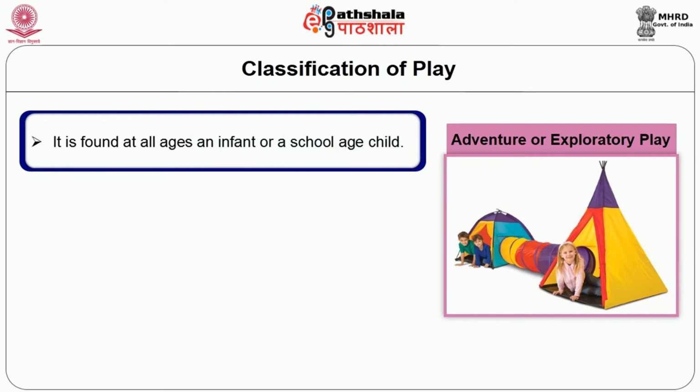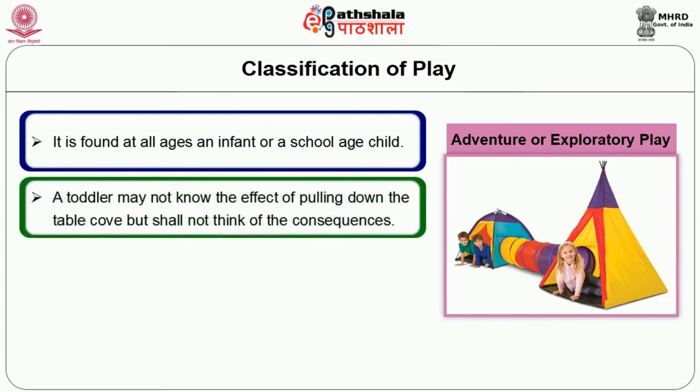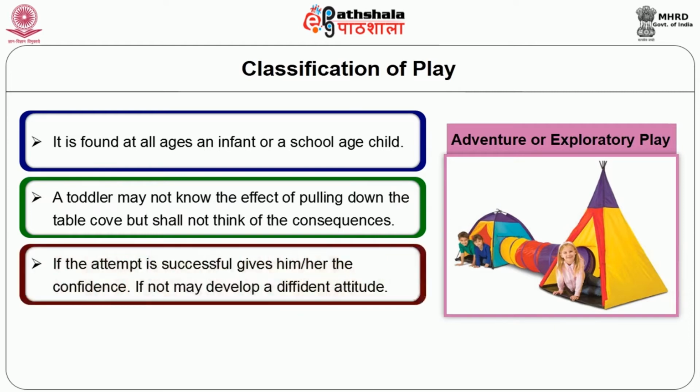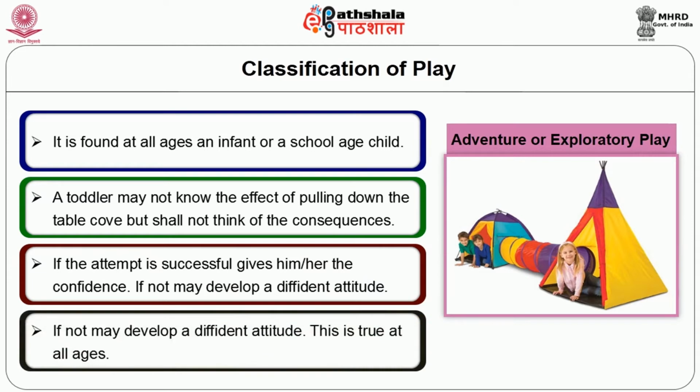An infant or a toddler may not know the effort of pulling down the table cover, or may not think of the consequences, but would attempt it. If the attempt is successful, it gives him or her confidence. If it is not, he or she may develop a diffident attitude. This is true at all ages.